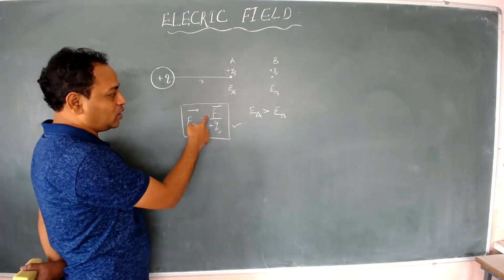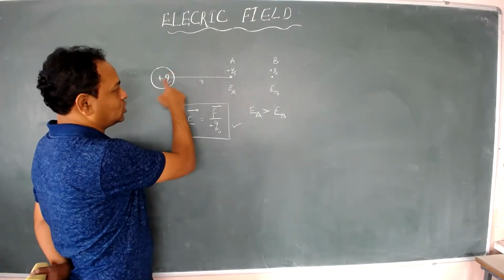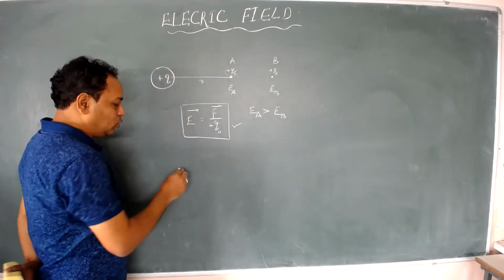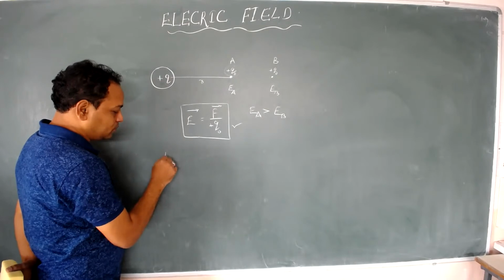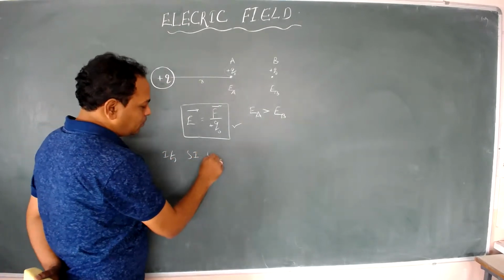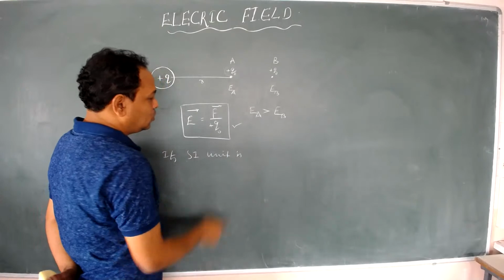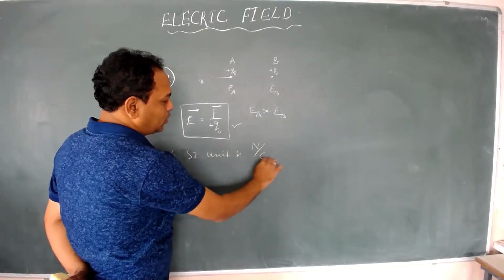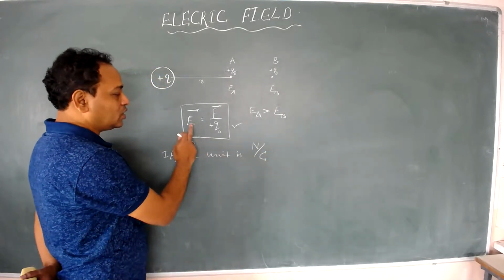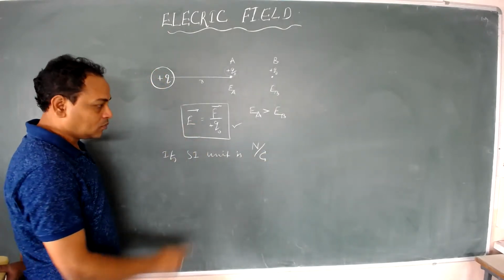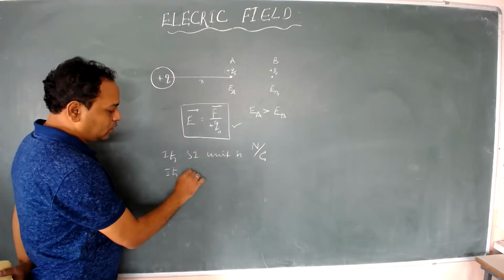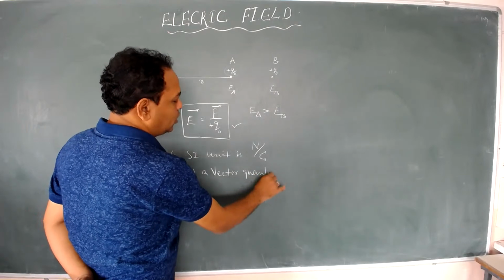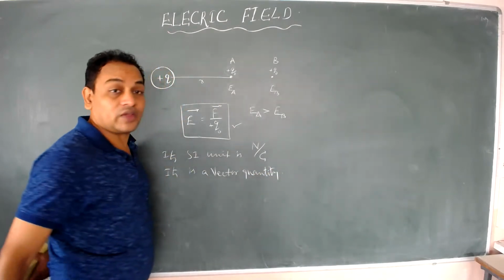What is F bar? F bar is nothing but the force between these two charges. Its unit, what is the unit for this? Its SI unit is, we know this is Newton, this is Coulomb. So Newton per Coulomb is the SI unit of this electric field. And it is a vector quantity.